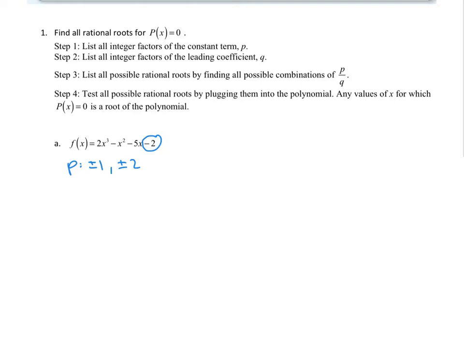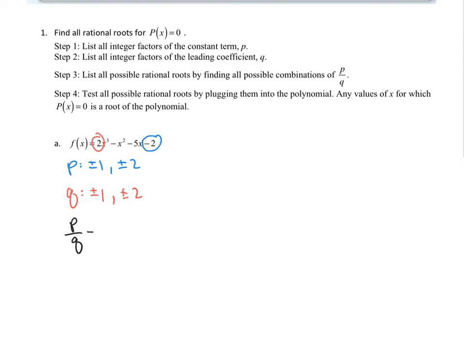Now we list the factors of the leading coefficient, and we call those q. The leading coefficient is also 2, so its factors are also plus or minus 1 and plus or minus 2. And then I take all possible combinations of p over q.